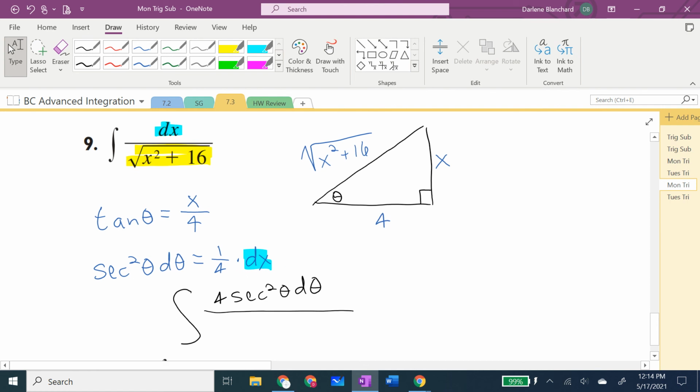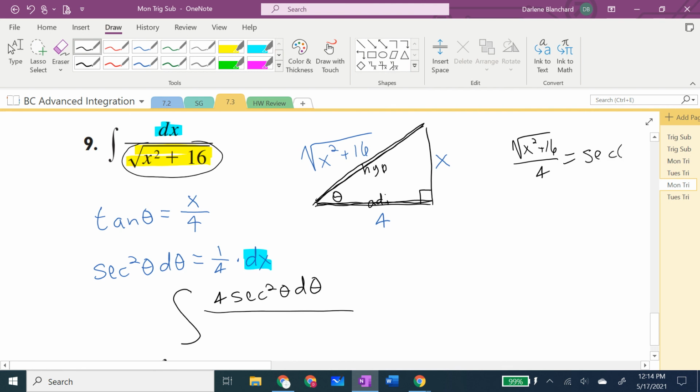And then you have a couple of options. You can look at this as the hypotenuse divided by the side that has the constant. Which trig function does hypotenuse over adjacent? Secant. So that square root in its entirety can be replaced with 4 times secant theta.